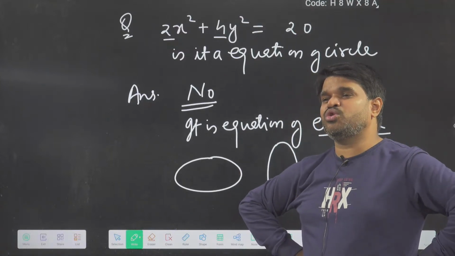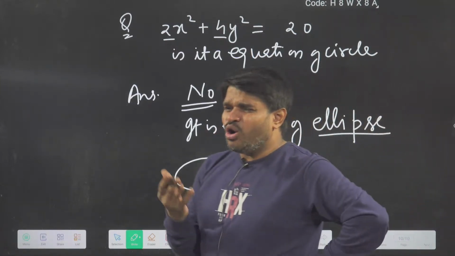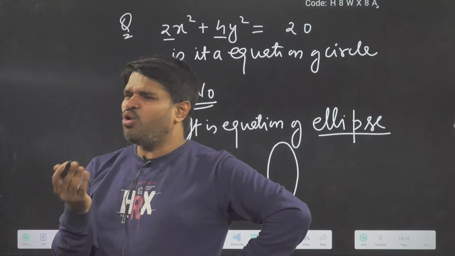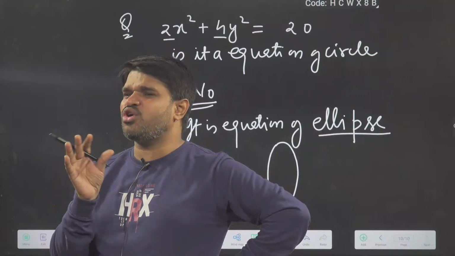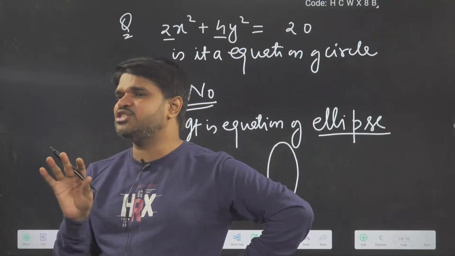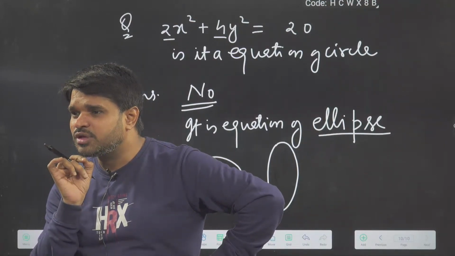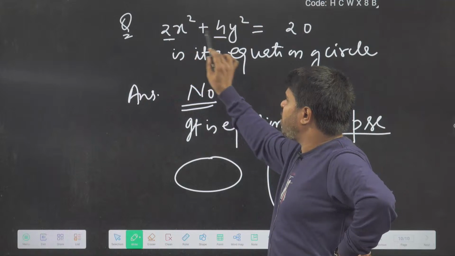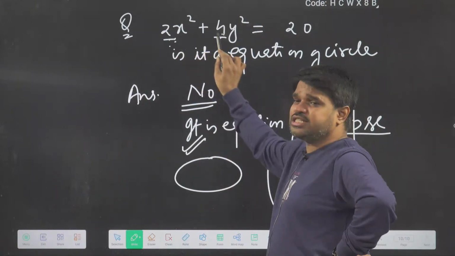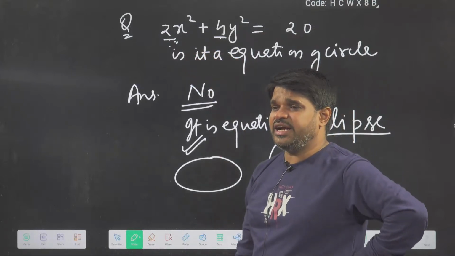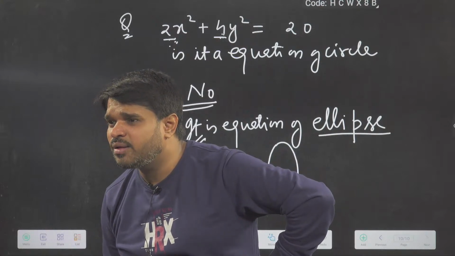Now we are going to discuss one more shape. Again, answer, no, oval. Oval is a general word. Oval we do not use. Oval is a layman term. Oval is not a technical term. Ellipse is a technical term. If the coefficients of both x square and y square are not the same, then it is an ellipse. If the coefficients of x square and y square are the same, then it is a circle.